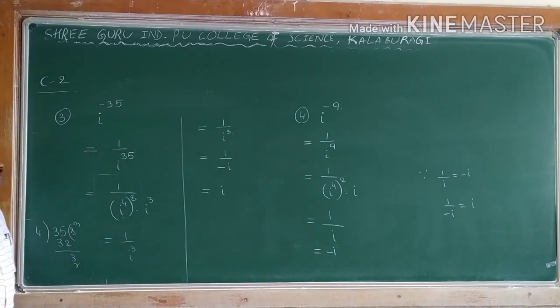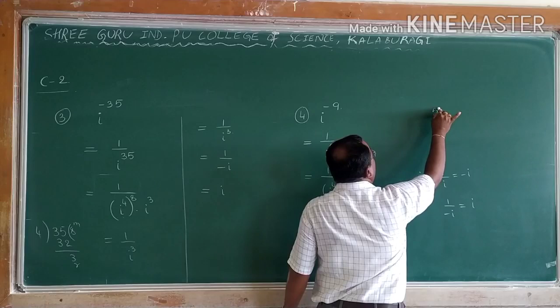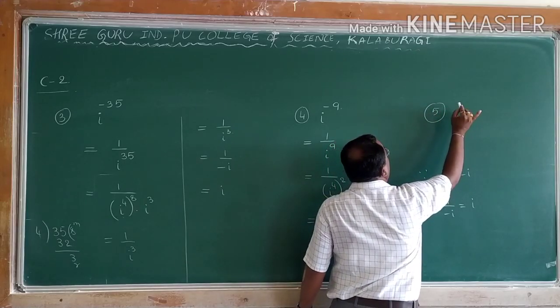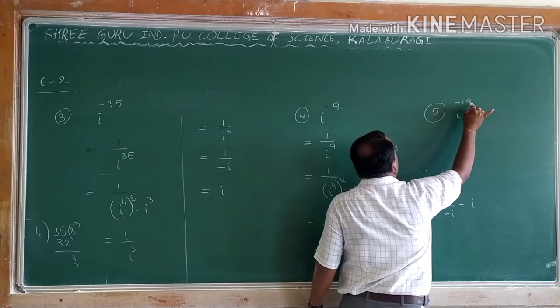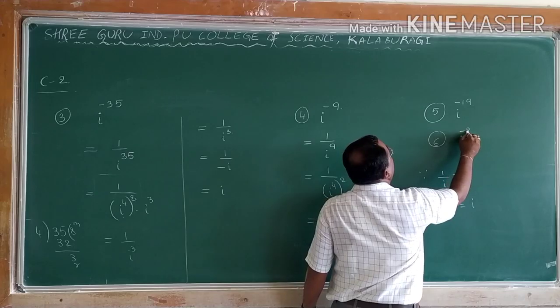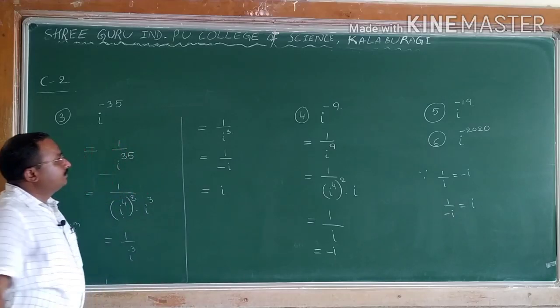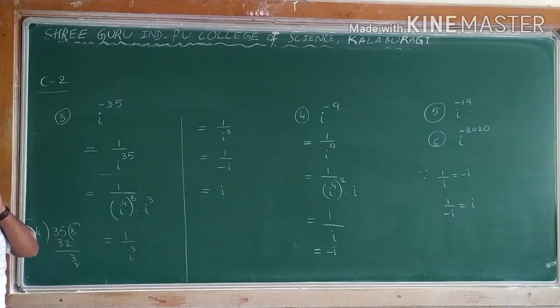i power 4, just homework. Fifth one, i power minus 19 in your homework. Sixth one, i power minus 2020. Here keep in your mind: i power 2, i square value minus 1, i cube value minus i, i power 4 is equal to 1. Here base 4 conversion is solved.